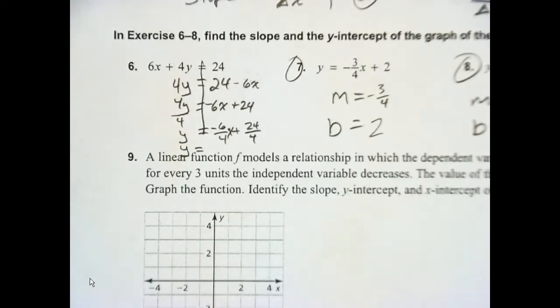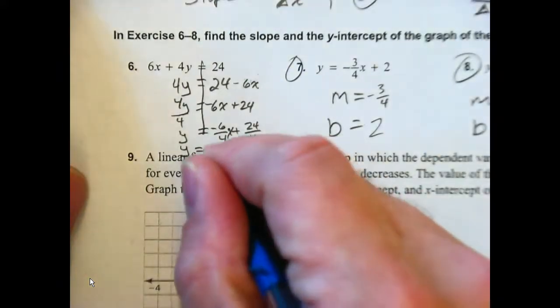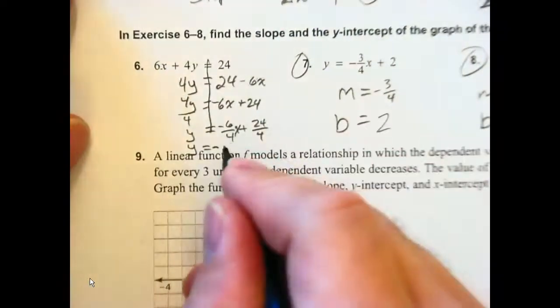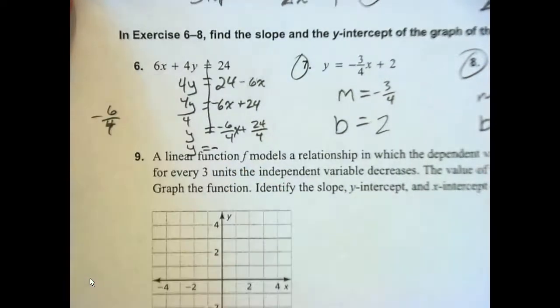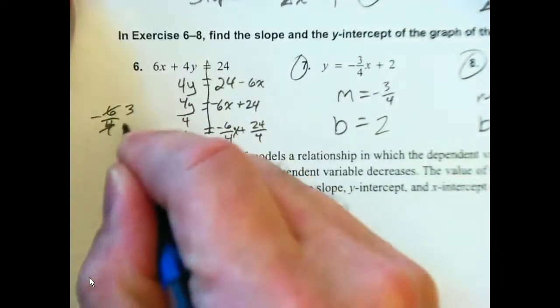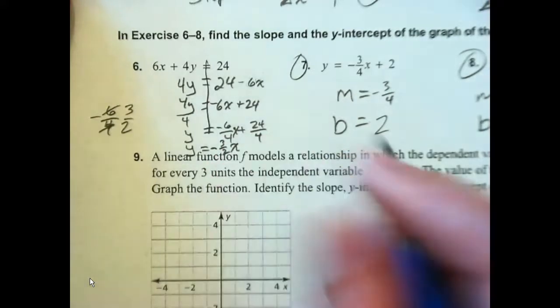Mercedes. Negative 1.5, which we don't use in math, or at least in this situation. Negative 1.5 we won't use either. Kai. Okay, what goes into both 6 and 4? 2. How many 2's go into 6? 3. How many 2's go into 4? 2. That is negative 3 halves. And 24 divided by 4 is?